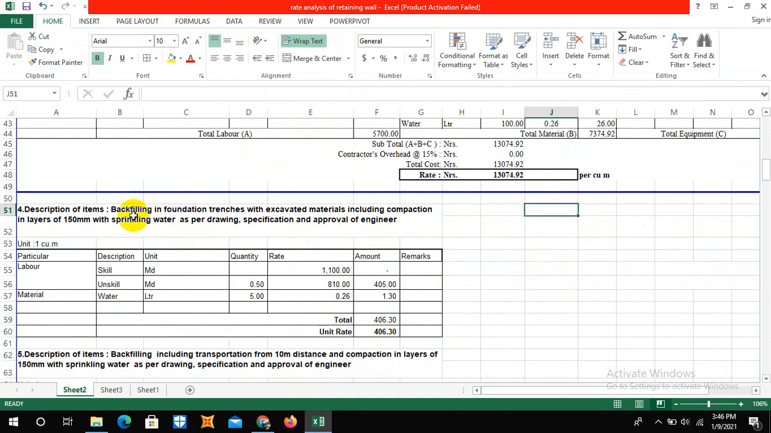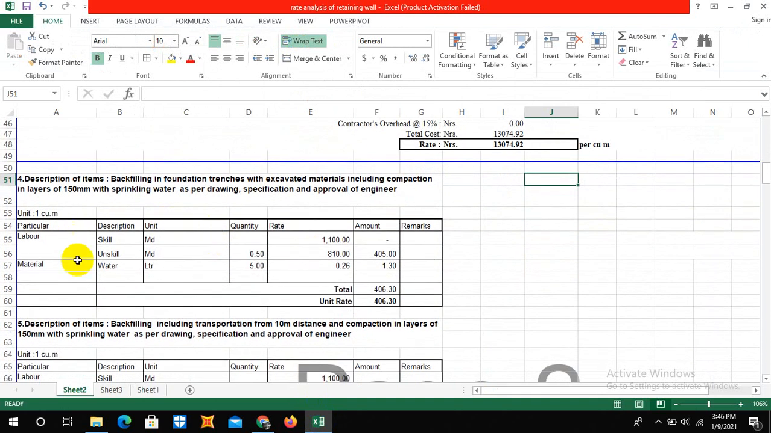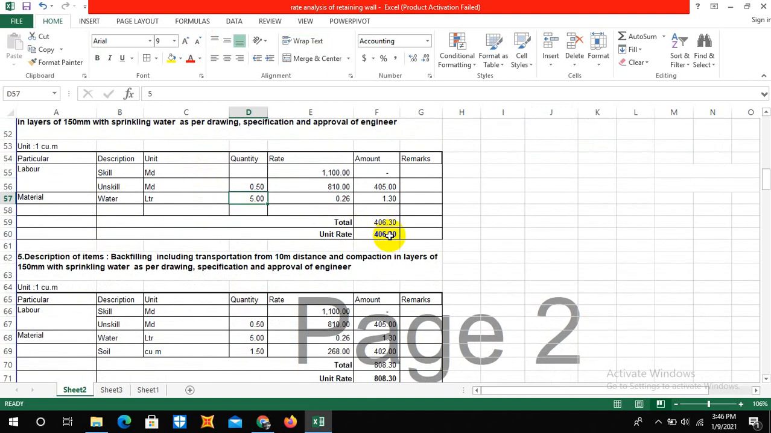After that, backfilling will be done, and for the backfilling also skilled manpower is not required, only unskilled manpower is required. So unskilled 0.5 and water for sprinkling, because if you sprinkle water then the backfilling will be done simultaneously by consolidating the soil and it will be good also. So for unskilled 0.5 and water is 5 required. So for our backfilling 406.30 is the unit rate.